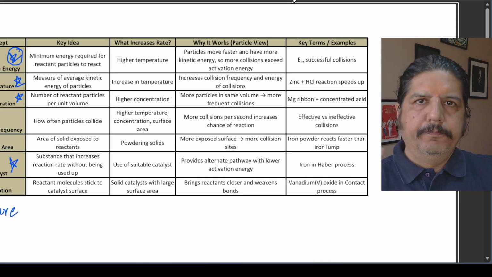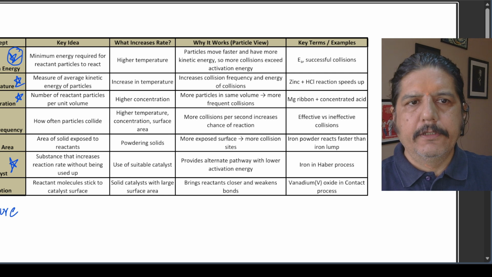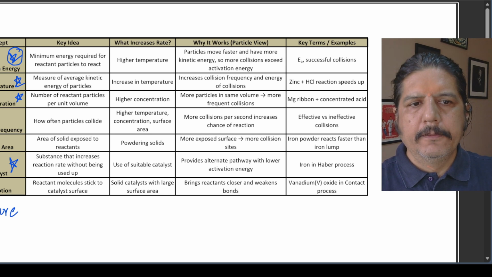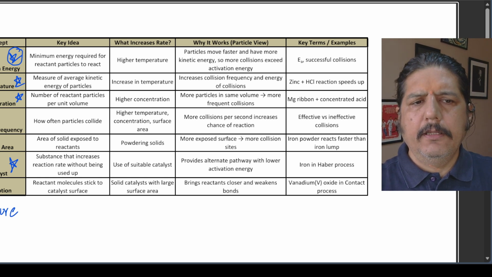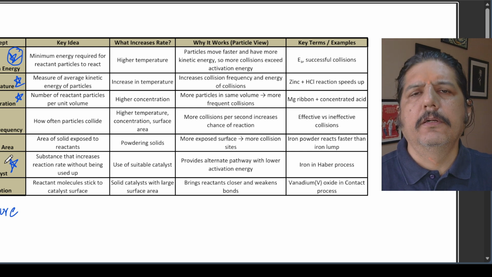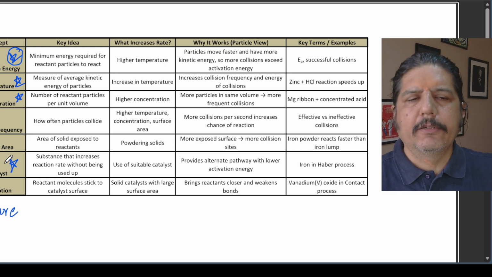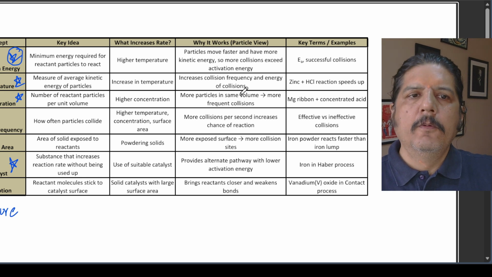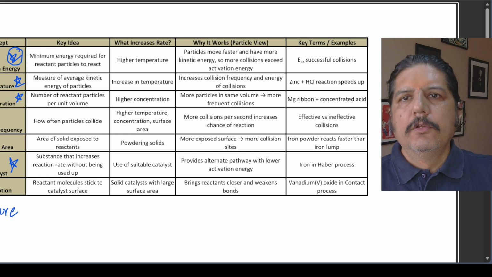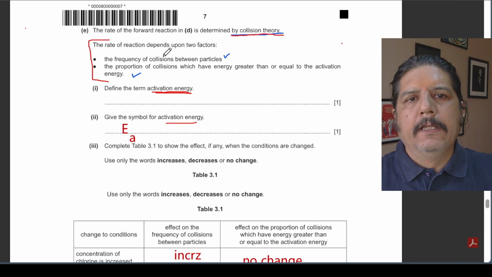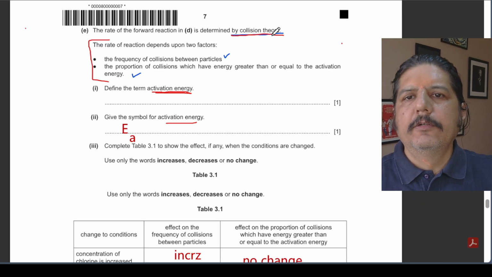See, before this lecture, we have already discussed in detail the effect of temperature, the effect of concentration, the effect of pressure, and we also have discussed the impact of catalyst on the rate of reaction. We haven't discussed the activation energy till now. So in this lecture, we'll be looking at activation energy also. So let's start the question. The rate of forward reaction is determined by collision theory.